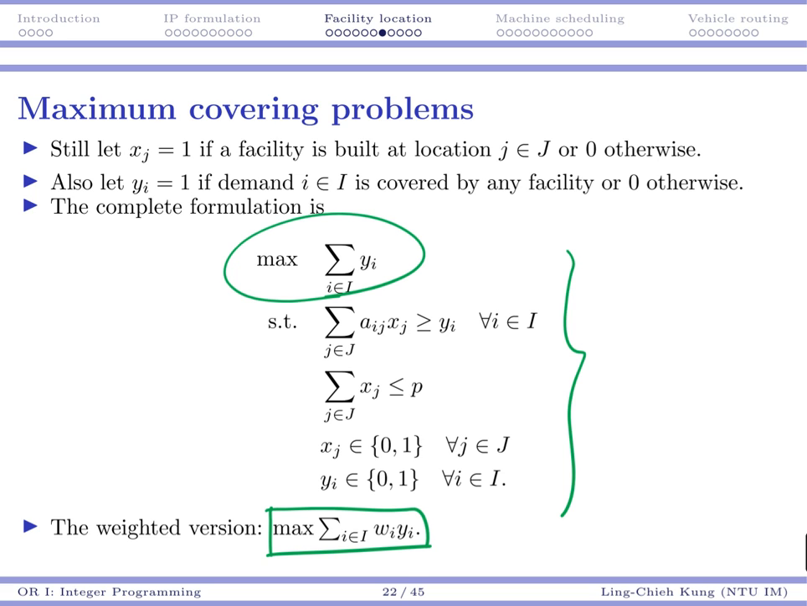Again, we have this weighted version. You probably don't care about the number of towns you cover. Probably you care about the number of citizens you cover. Then wi may be the number of citizens in town i. Then this becomes the weighted version.